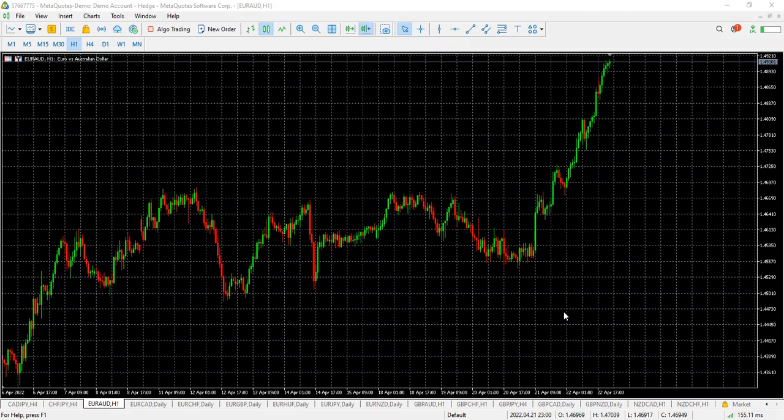The trend trading strategy. Please, in case anybody has anything to say, the chat area is open. You can type in anything you want to type. I will read it and then get back to you guys.